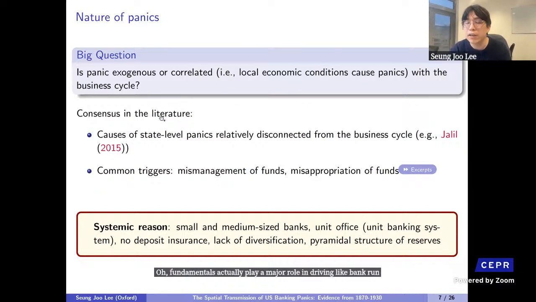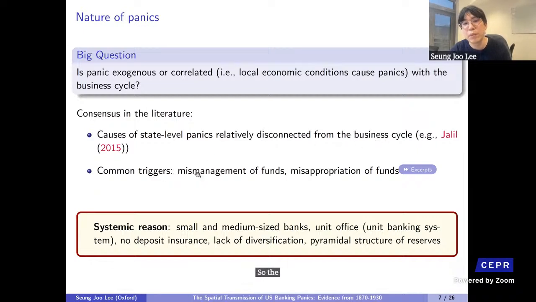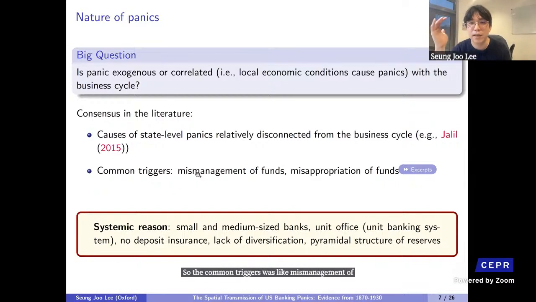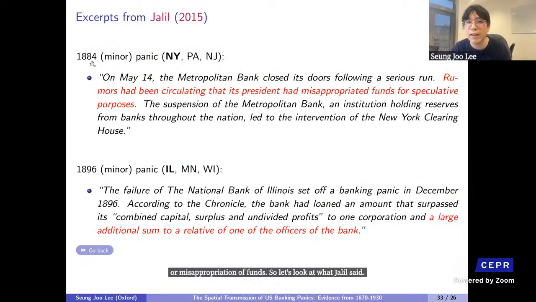But if you look at the literature about state level bank panics, represented by Jalil's paper, I think the consensus is that the causes of state level panics are quite disconnected from business cycle conditions. The common triggers were mismanagement of funds by the bank's CEO or misappropriation of funds. So let's look at what Jalil said. For the 1884 minor panic that stemmed from New York, there were some rumors circulating that its president had misappropriated funds for speculative purposes.